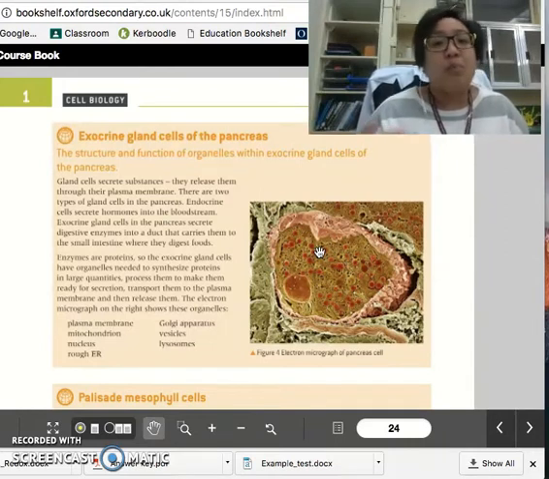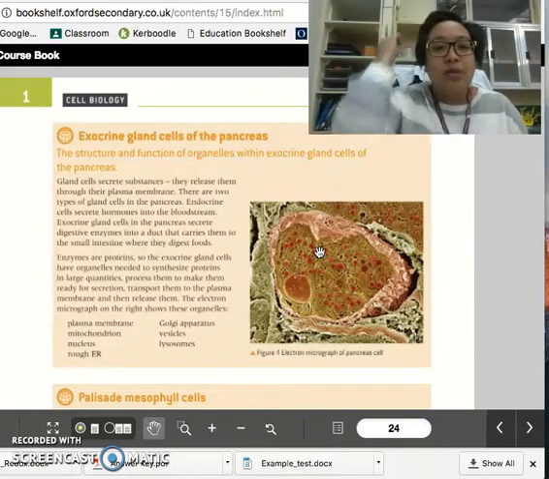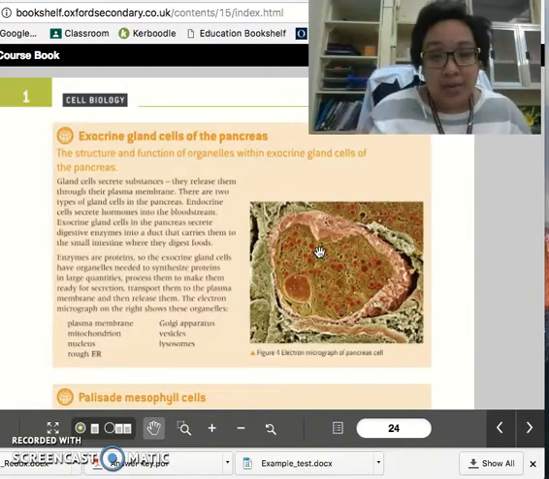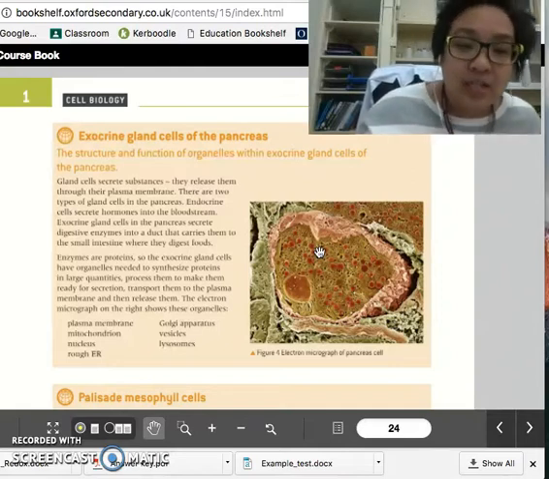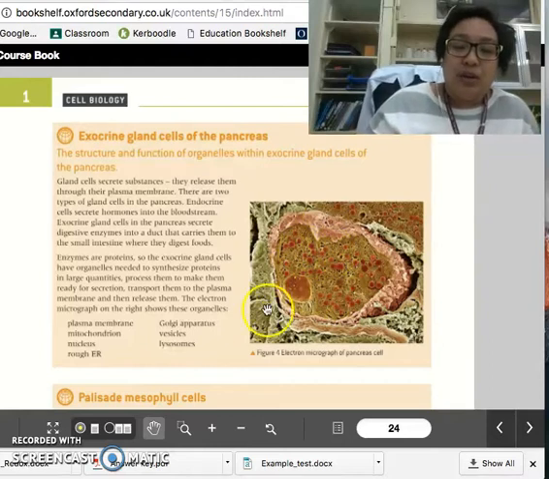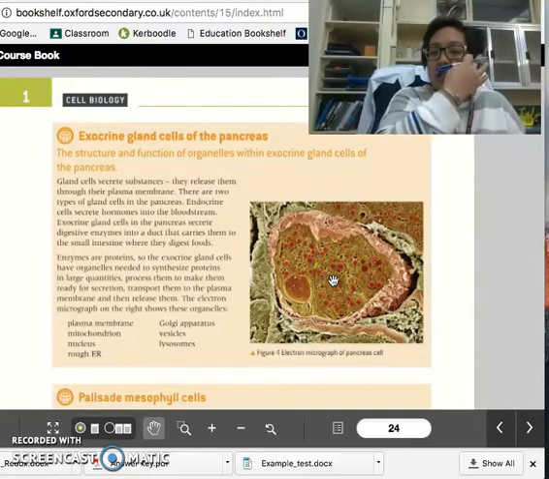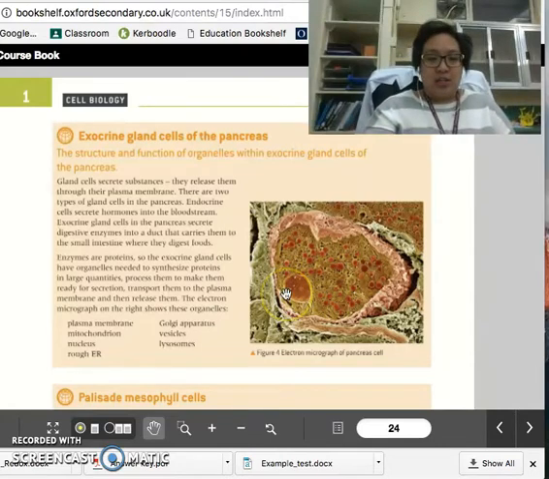So enzymes are proteins. If it needs to produce lots of digestive enzymes, it means it needs to make proteins. And what makes your proteins? The answer is ribosomes. So this particular cell of the pancreas will contain a large amount of ribosomes, because cells of the pancreas need to make proteins, which are the enzymes needed for digestion.